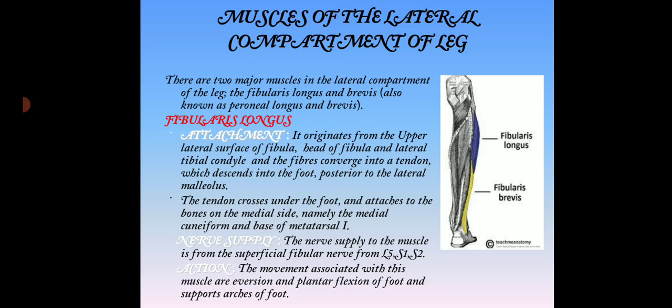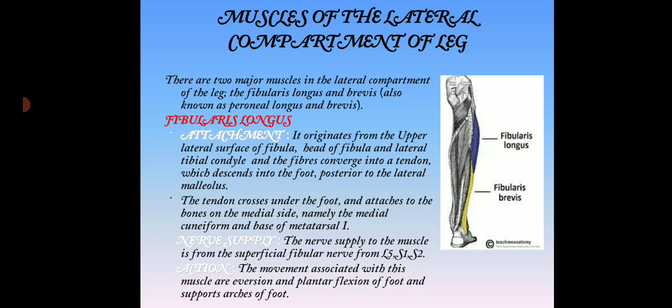The fibularis longus originates from the upper lateral surface of the fibula, head of fibula, and lateral tibial condyle, and the fibers converge into a tendon which descends into the foot posterior to the lateral malleolus. Then the tendon crosses under the foot and attaches to the bones on the medial side, namely the medial cuneiform and base of the first metatarsal.